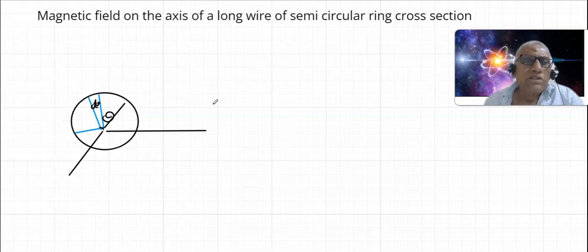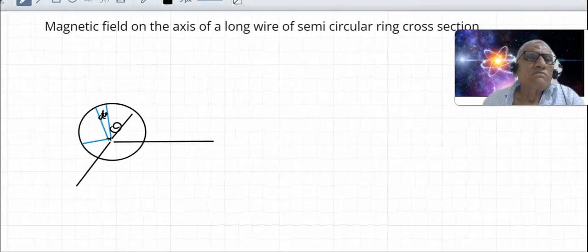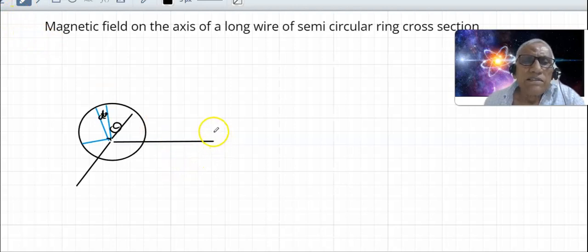So here the problem is this is a wire, a very long wire, which I have taken to be going along Z. For example, this is the Z axis. This is the direction of the current, and what we have shown here is the semicircular ring. This is a ring.